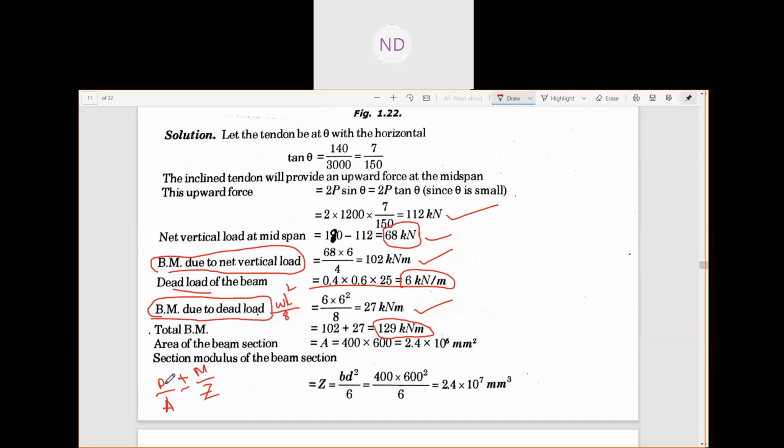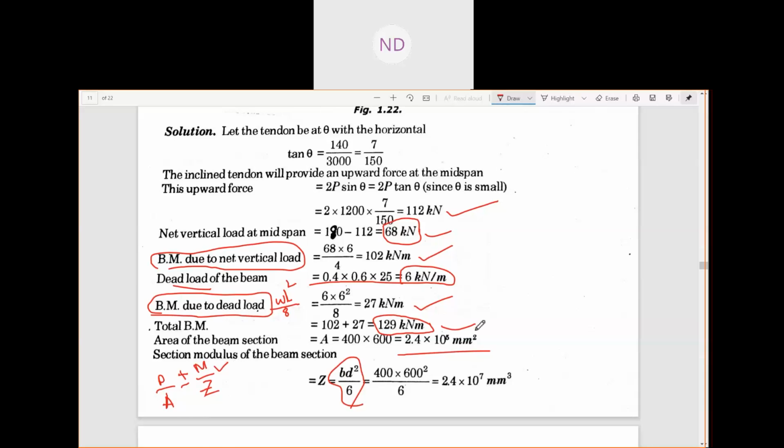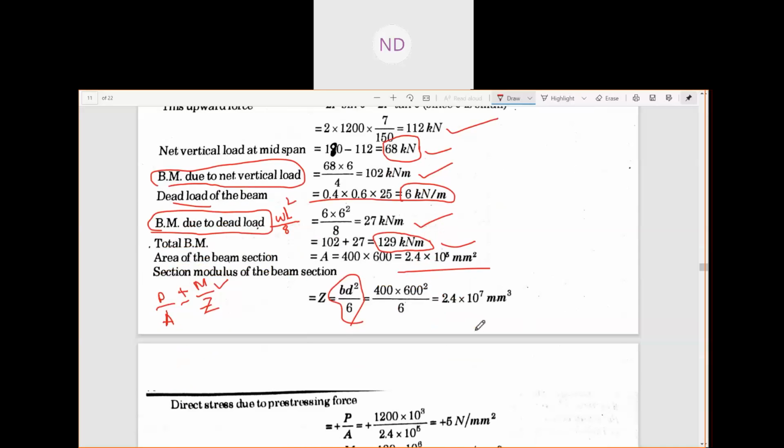Okay, so P we know, area we know, this one. Then we have your Z, we will know as BD square by 6. Okay, so we know BD square by 6, we can easily calculate, and the moment also we have calculated just now, the total moment, this one. So easily we can find out now the total top stress and the bottom stress.